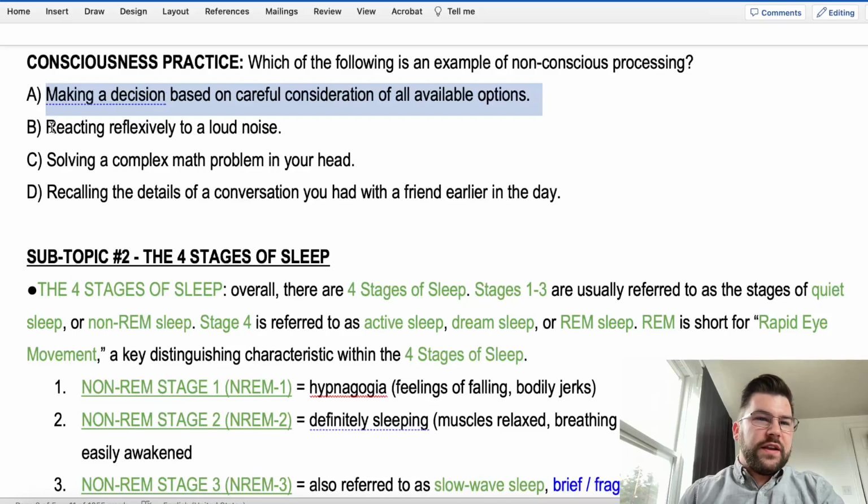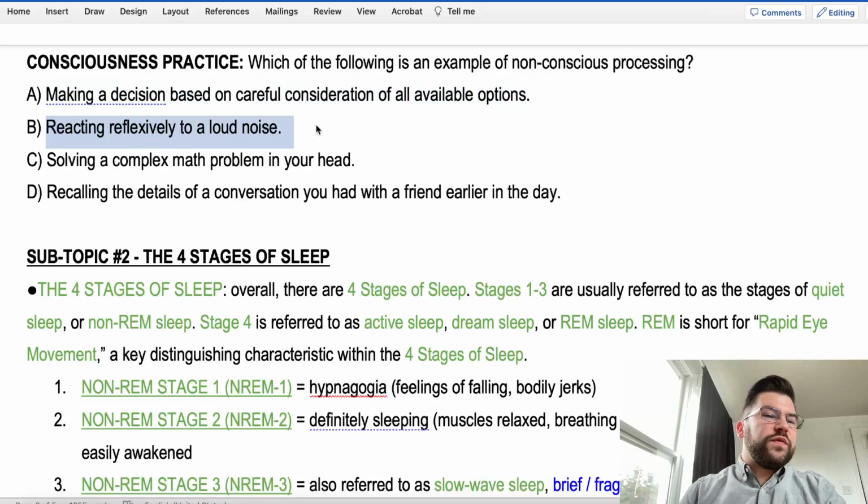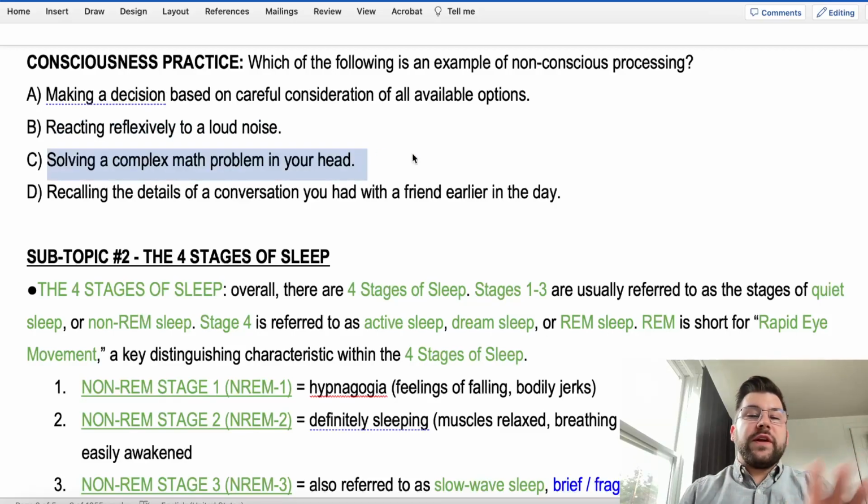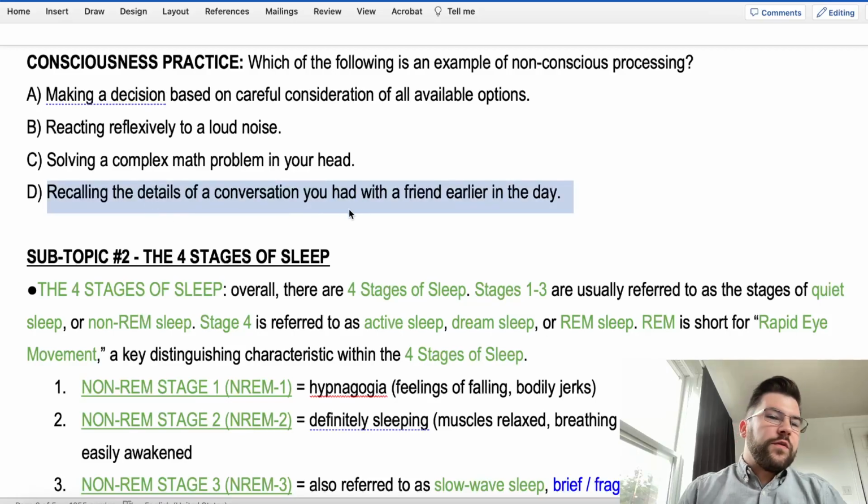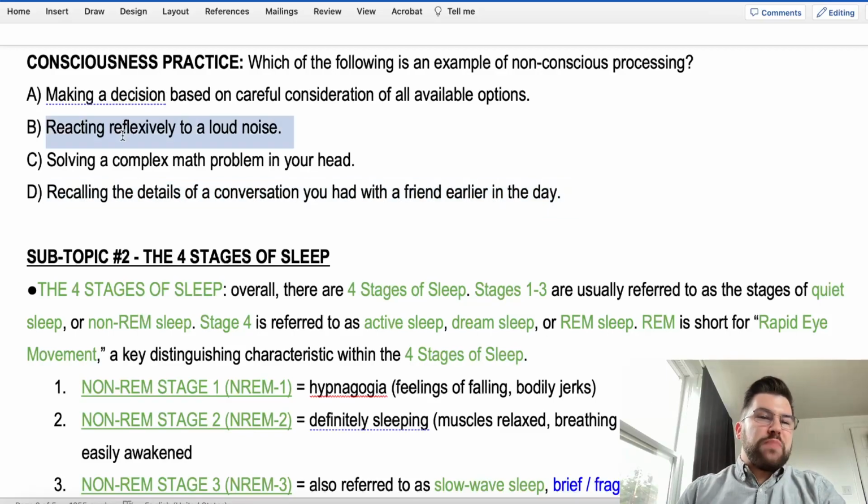So let's keep going. B, reacting reflexively to a loud noise. Okay, so just a reaction, right? Something that you don't even think about. It's a reflex. That looks pretty promising. Let's keep going. C, solving a complex math problem in your head. Very conscious. So let's cut that one out. Let's go to D, recalling the details of a conversation you had with your friend. Definitely not, right? That's memory. That's probably active recall. So let's go with B. B is going to be the correct answer here.